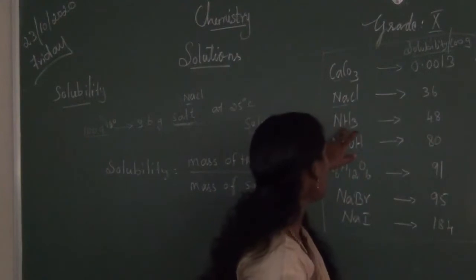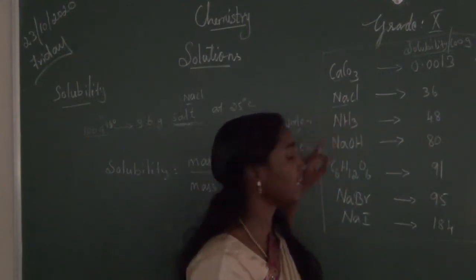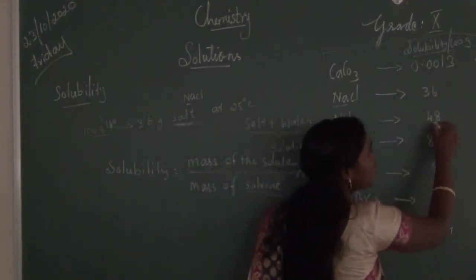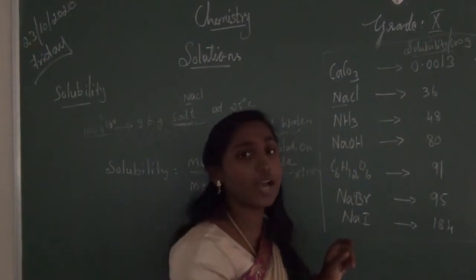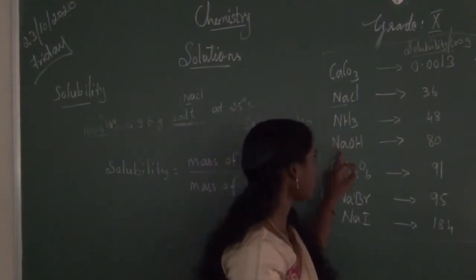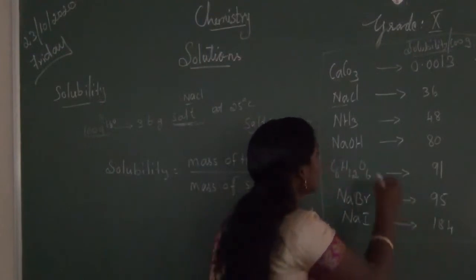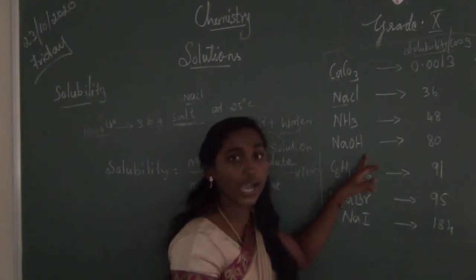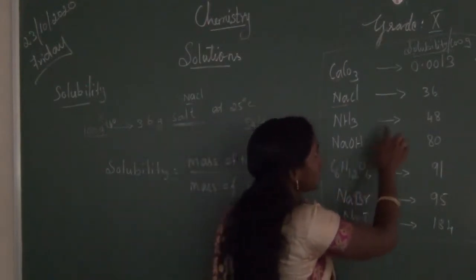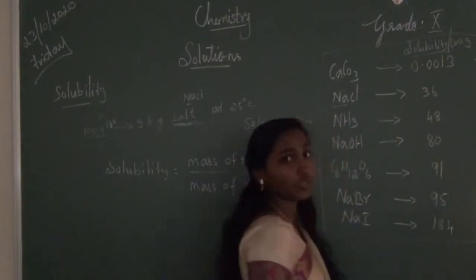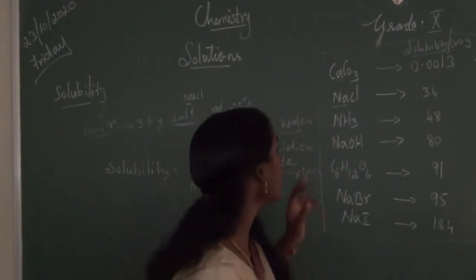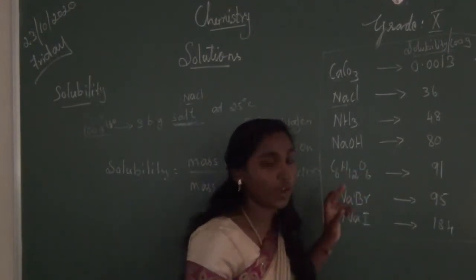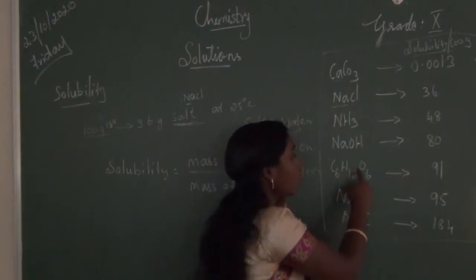Then what is the solubility of ammonia? NH3 means ammonia. Ammonia solubility value is 48 gram. Then NaOH. NaOH means sodium hydroxide. Na means sodium, OH hydroxide. So sodium hydroxide solubility value is 80 gram. Then glucose, C6H12O6. Glucose formula, C6H12O6.